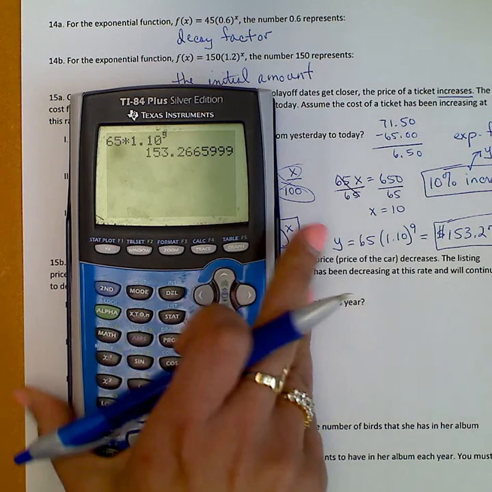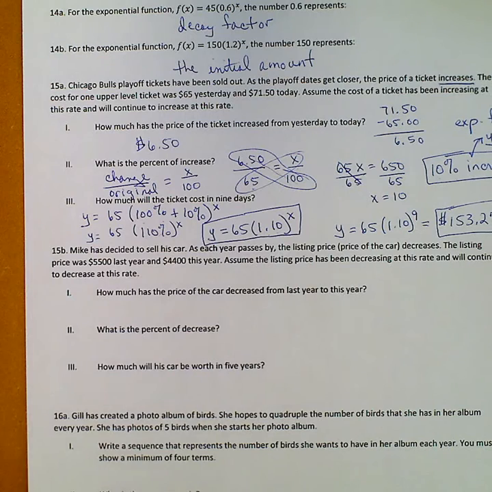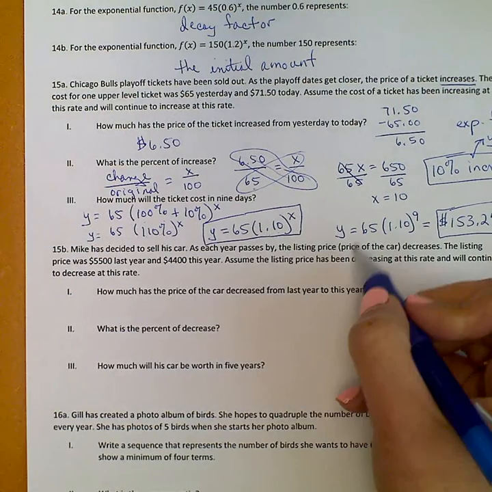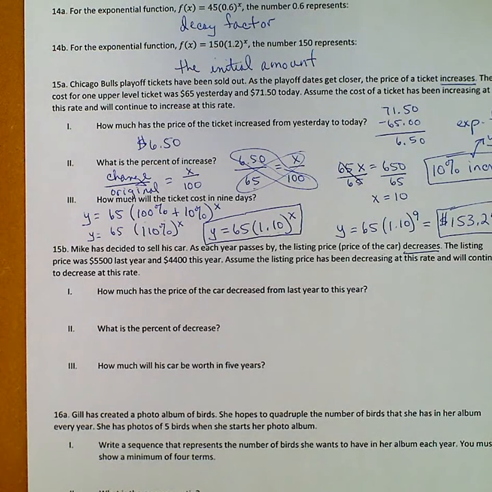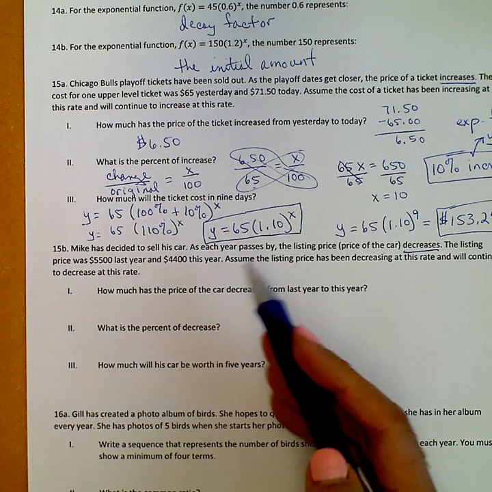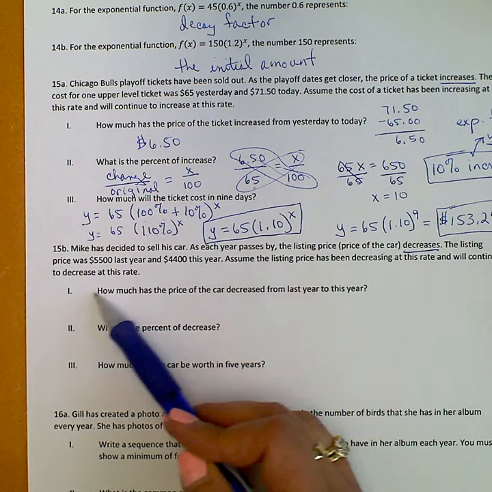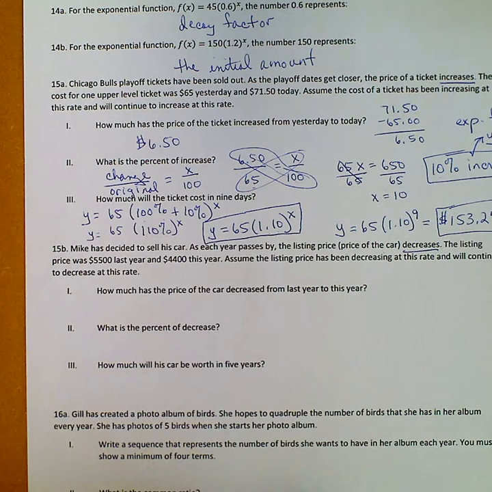Okay, so let's try another one. Matt has decided to sell his car. As each year passes by, the listing price or the price of the car decreases. Okay, so I know this one's going down. The listing price was $5,500 last year and $4,400 this year. Assume the listing price has been decreasing at this rate and will continue to decrease at this rate. How much has the price of the car decreased from last year to this year?